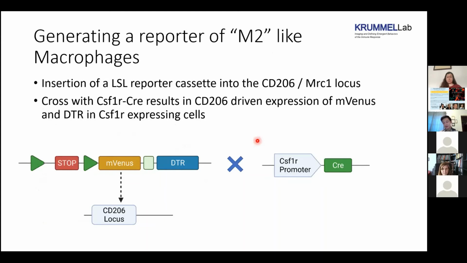In order to get visual regions of interest that are necessary for this approach, we built a reporter mouse for CD206, or MRC1. That's a common marker used to denote an M2-like state. This reporter was built by inserting an LSL reporter cassette into the CD206 or MRC1 locus, and then crossed with the CSF1R Cre. This results in CD206-driven expression of Venus and also DTR for potential depletion experiments in CSF1R expressing cells, so theoretically your macrophage lineage cells.